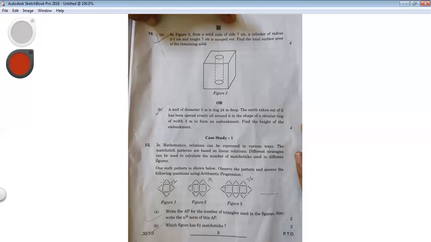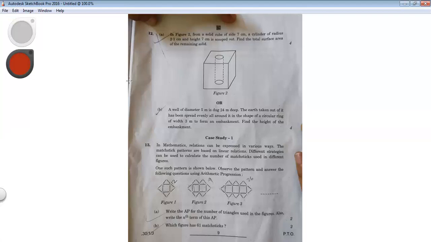Right? So in the first figure, the number of matchsticks are 1, 2, 3, 4, 5, 6, 7, 8, 9, 10, 11, 12. There are 12 matchsticks. But number of triangles, how many can you see here? 1, 2, 3, 4. Right? Write the AP for the number of triangles used in the figure. Also write the nth term of this AP. Which figure has 61 matchsticks?